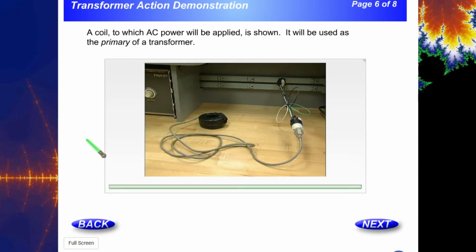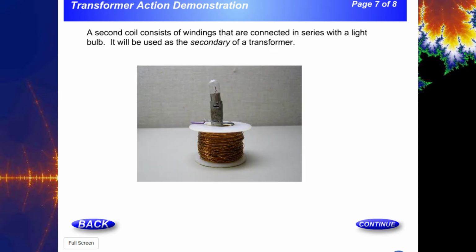It says a coil to which an AC power will be applied is shown. It will be used as the primary of a transformer. Okay, so all this is essentially a piece of coiled wire. That's all this is. All right, and it's wrapped in electrical tape. If you just want to look at this as the primary of a transformer, watch what happens next.